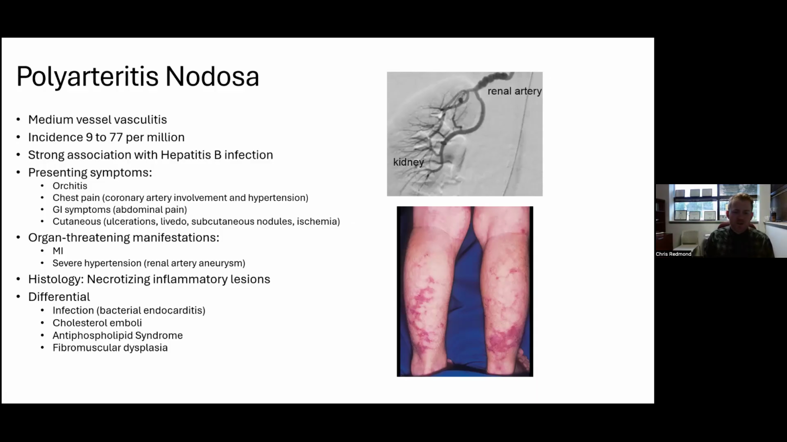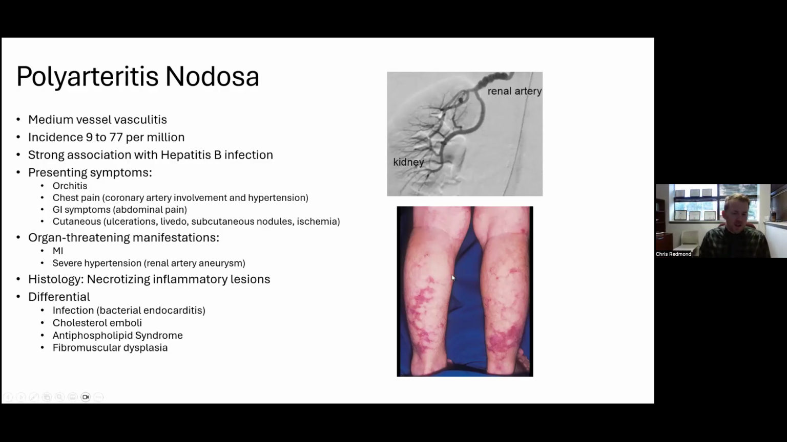Cutaneous lesions to ulcerations, the livedo reticularis, erythema. There's some subcutaneous nodules or kind of ischemic lesions as well can be seen. And one of the classic features of this is seen over here on the right. This is called the beads on a string appearance of the renal artery, previously done typically by angiography, but most nowadays we used to do a CTA to look for this as well. If you biopsy these lesions, you'll see necrotizing inflammation.